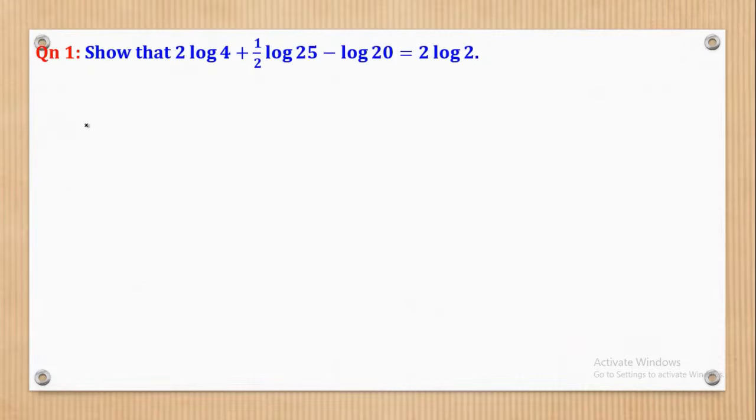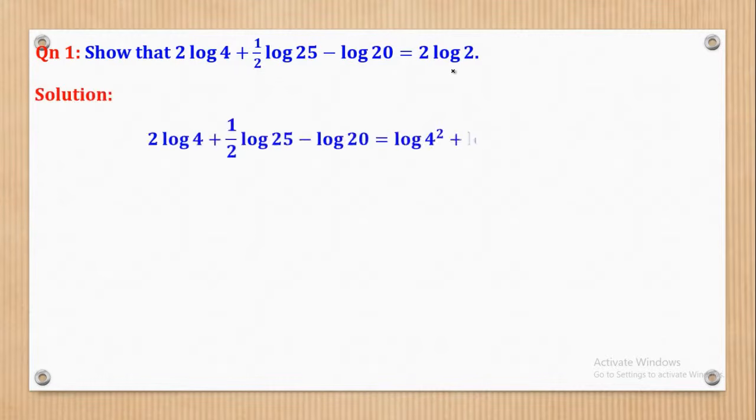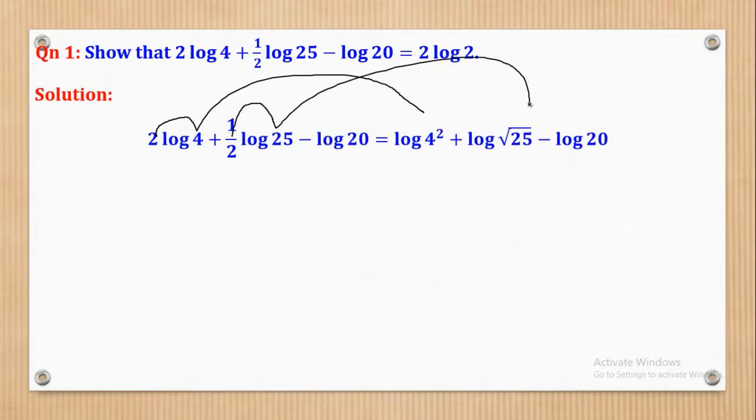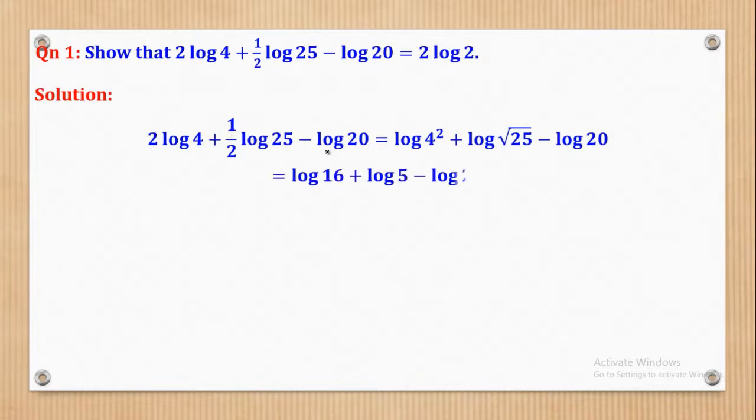So now let's go through some of the questions. Question 1 says, show that this is equal to that. So we shall start from the left hand side. Left hand side is that. Then we shall try to simplify. Now bring this one here, it becomes 4 squared. Then bring this half here, it becomes 25 to power half, because a number to power half is equal to square root. Now this 4 squared is 16, and this root of 25 is 5.